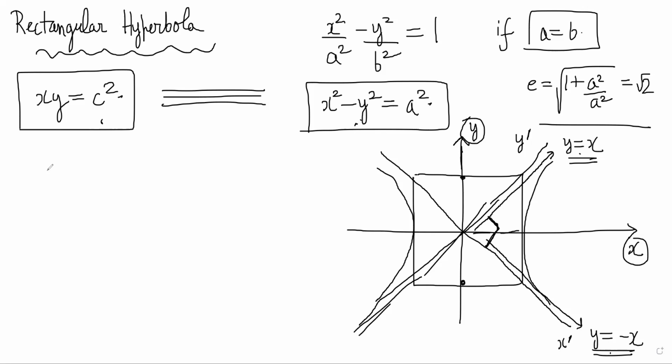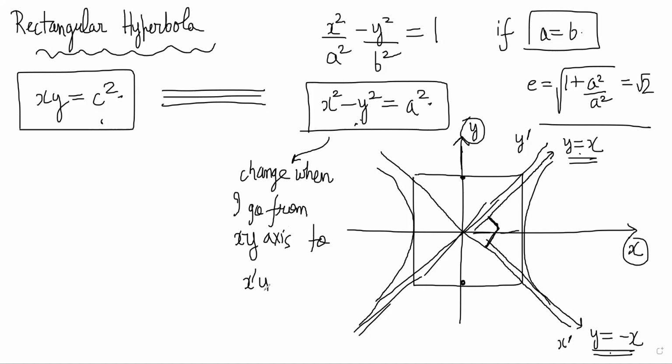So now what I want to see is how does the equation change when I go from the xy axes to the x dash y dash axes. This basically means that I'm rotating my axes in a clockwise direction by 45 degrees. So that is what we will try to figure out. How does the equation change? So rotation, how do you do?